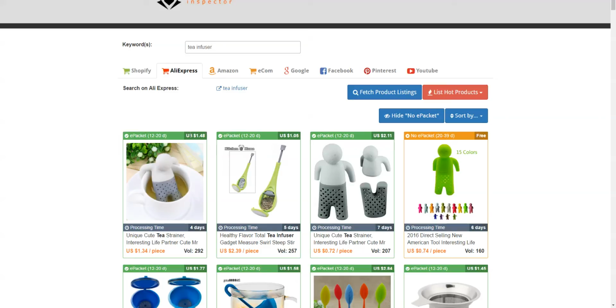So it's important to look at how much is e-packet, the processing time, obviously the price, and what this volume number tells us. We've brought in this number from AliExpress, and it tells us how many transactions have gone through in the last 30 days. So in the last 30 days, this store has sold 292 of the tea infuser. That's just to give you an idea of what that store actually sells. You don't have to necessarily gauge anything by it. Mainly what we're looking for here is something that has reasonable processing time, a reasonable e-packet, and a good price.